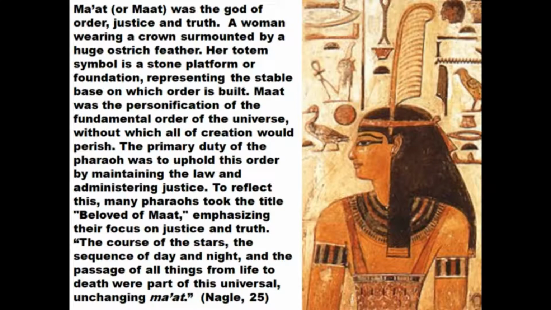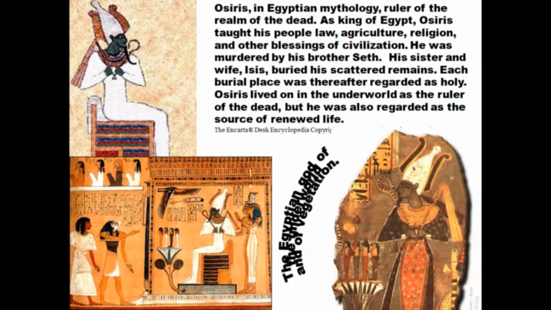The course of the stars, the sequence of day and night, and the passage of all things from life to death were part of this universal unchanging Maat. Osiris. Osiris, in Egyptian mythology, was the ruler of the realm of the dead. As king of Egypt, Osiris taught his people law, agriculture, religion, and other blessings of civilization. Osiris was murdered by his brother Seth. His sister and wife Isis buried his scattered remains. Each burial place was thereafter regarded as holy. Osiris lived on in the underworld as the ruler of the dead, but he was also regarded as the source of renewed life.